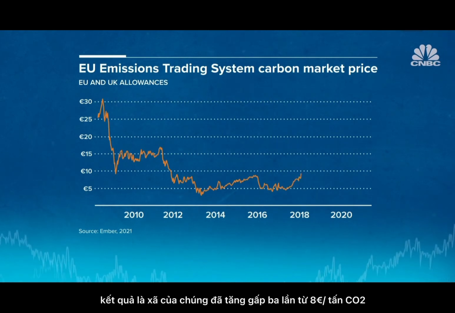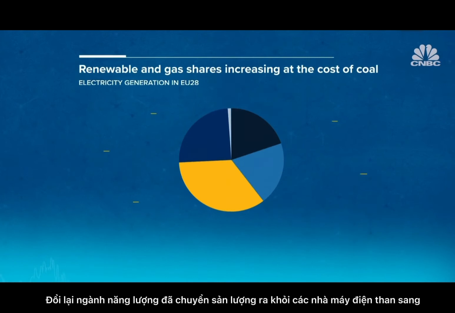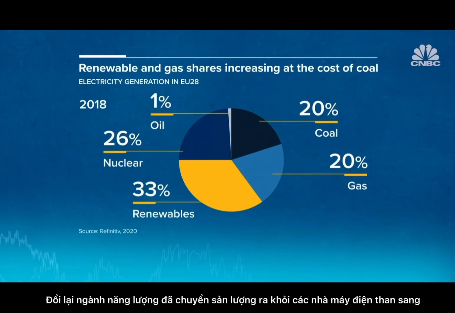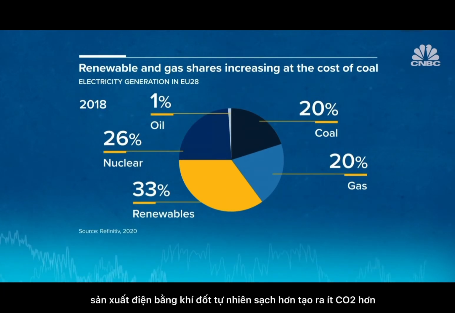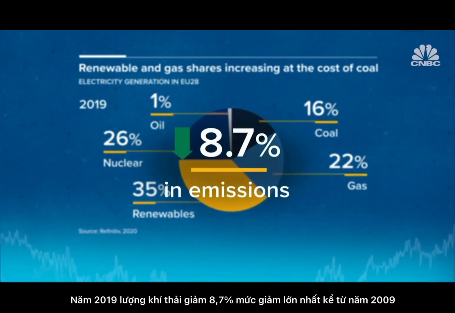As a result, their price tripled from €8 per tonne of CO2 to around €25 per tonne of CO2 over a year. In turn, the energy sector moved output away from coal power stations to cleaner natural gas-powered electricity production that produces less CO2. In 2019, emissions fell by 8.7%, the largest decline since 2009.